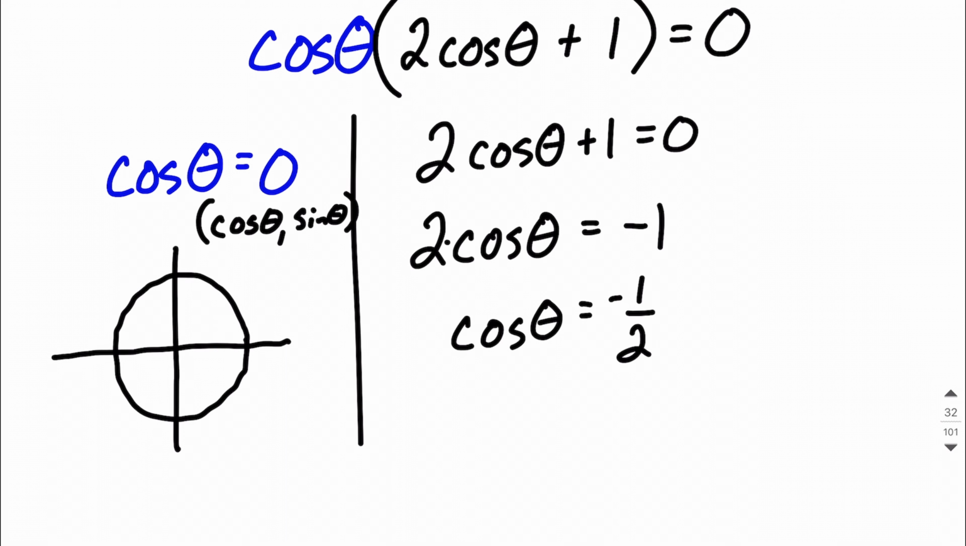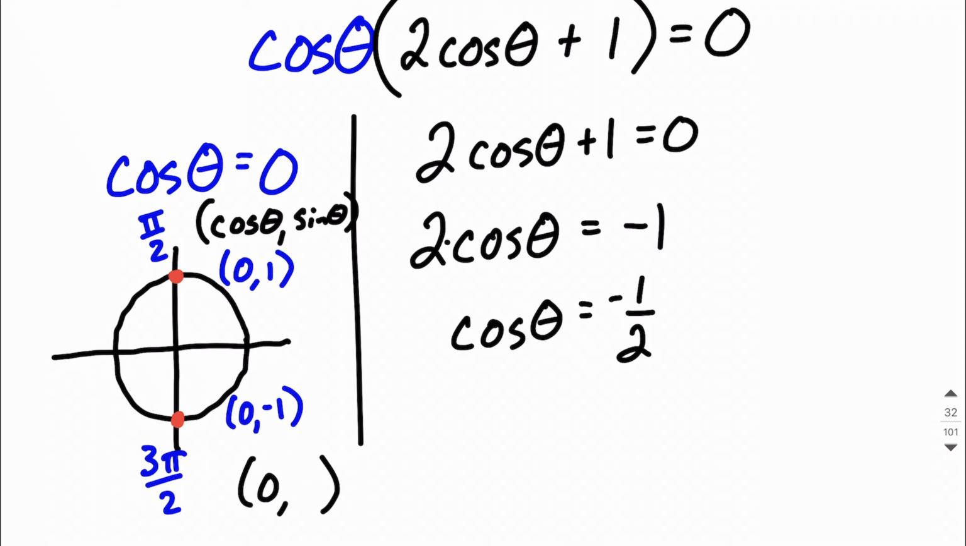So if we know cosine of theta equals 0, what that's saying is our ordered pair is going to have 0 as its x value. And thinking about the unit circle, that means we don't move left or right, but we get a point on the unit circle. So I think that's happening here at the top or at the bottom. The top value is going to be pi over 2, and the bottom value is going to be 3 pi over 2. And the ordered pairs to go along with those are (0, 1) and (0, -1). But notice that each one of those x values is going to be 0.